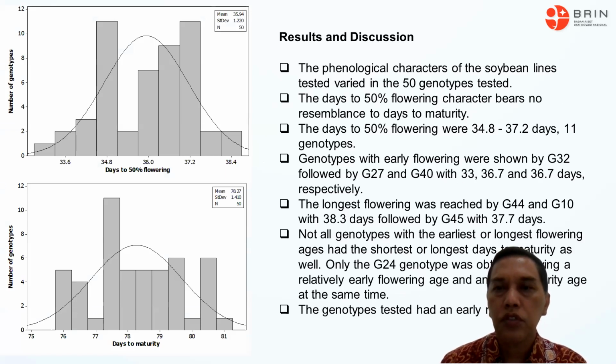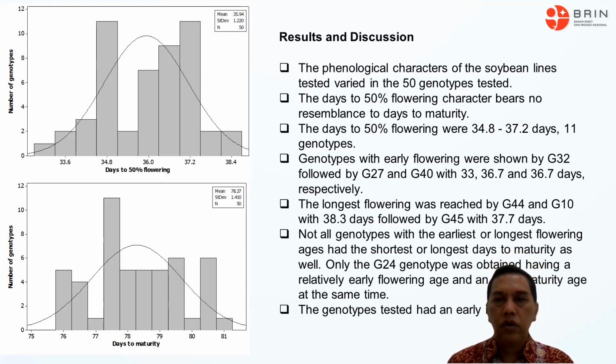The phenological characters of the soybean lines varied among the 50 genotypes tested, from 50% flowering to maturity. Genotypes with early flowering were G32, followed by G27 and G40. The longest flowering was reached by G44, G10, and others. Not all genotypes with the earliest or longest flowering had the shortest or longest time to maturity as well. Only genotype G24 had a relatively early flowering age and early maturity age at the same time.